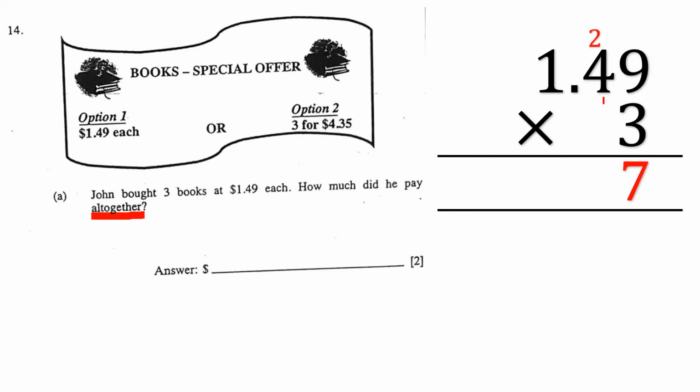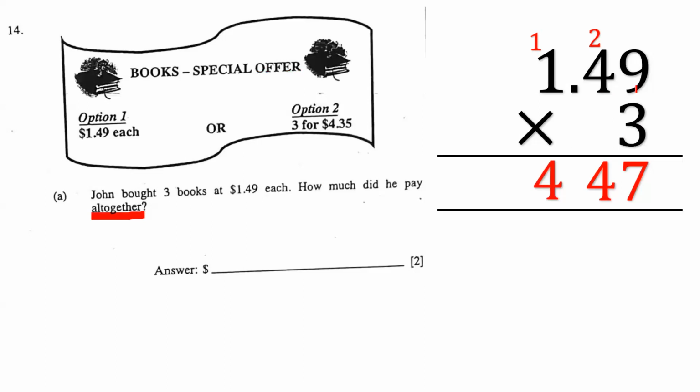What is 3 times 4? 3 times 4 is 12. 12 plus 2, that's going to be 14. We put the 4 down below. We put the 1 above. Next, what is 3 times 1? 3 times 1 is 3. Plus 1 is going to be 4.